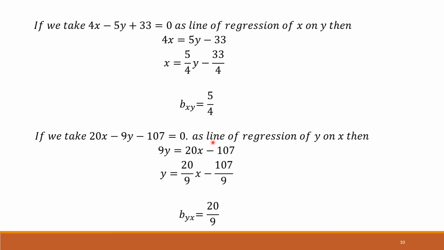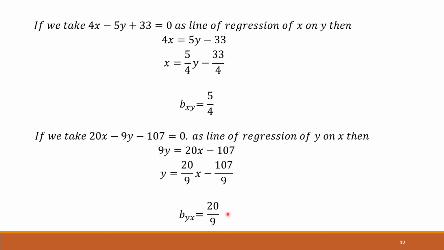Similarly, if we take the second equation as the line of regression of y on x, we keep y on the left hand side and all the other terms on the right hand side. So y will become 20 by 9 x minus 107 by 9. When I write y is equal to, the coefficient of x on the right hand side will be byx. Byx is 20 by 9, which is greater than 1, and bxy is 5 by 4, which is also greater than 1.